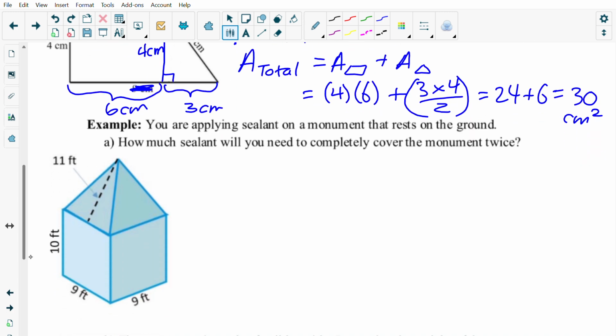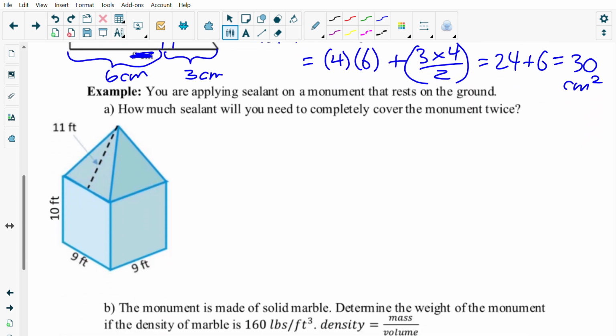Okay, let's do our first composite surface area and volume problem. And the hard ones have a story behind them or there's context to it. I could just give you a composite shape and say calculate the surface area, calculate the volume. This one I'm going to give you a story. You are applying sealant on a monument that rests on the ground. So it's on the ground, right?